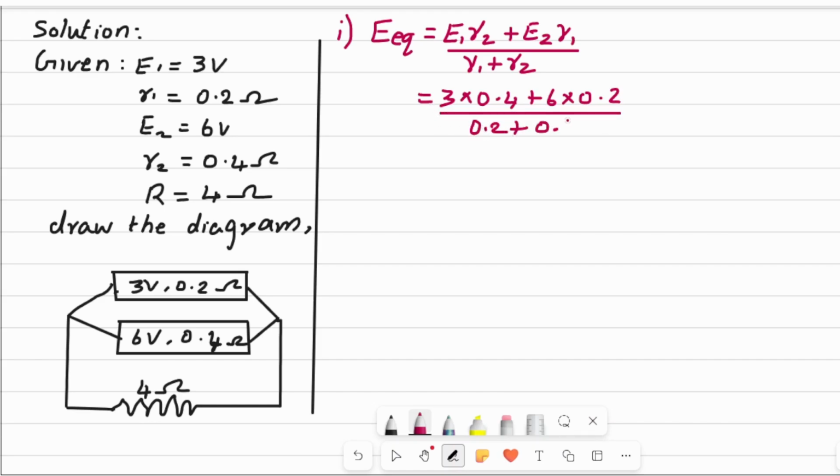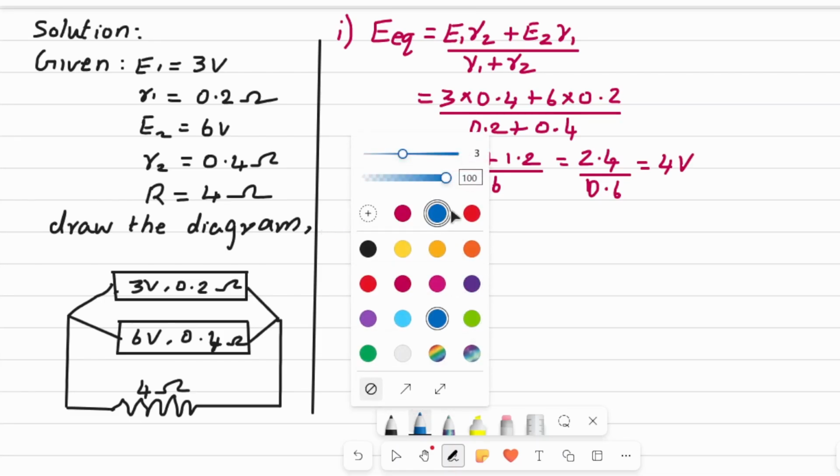Below that, R1 plus R2 value, 0.2 plus 0.4, is equal to. Upside, the first part will be 1.2 plus the other part, 6 into 0.2, will also be 1.2, divided by the denominator 0.6. So numerator total 2.4 will come by addition here and the denominator 0.6. So concluded, now 4 volt. We will get 1 mark.